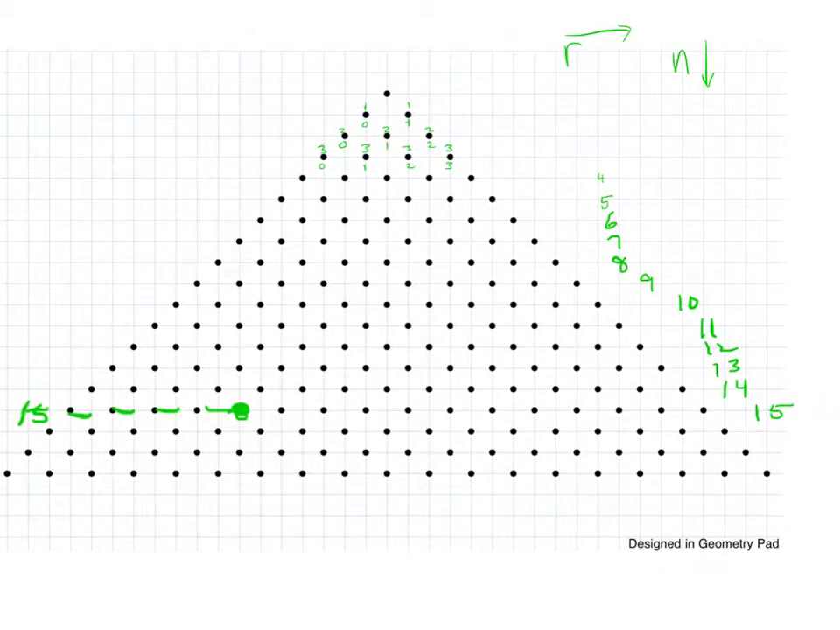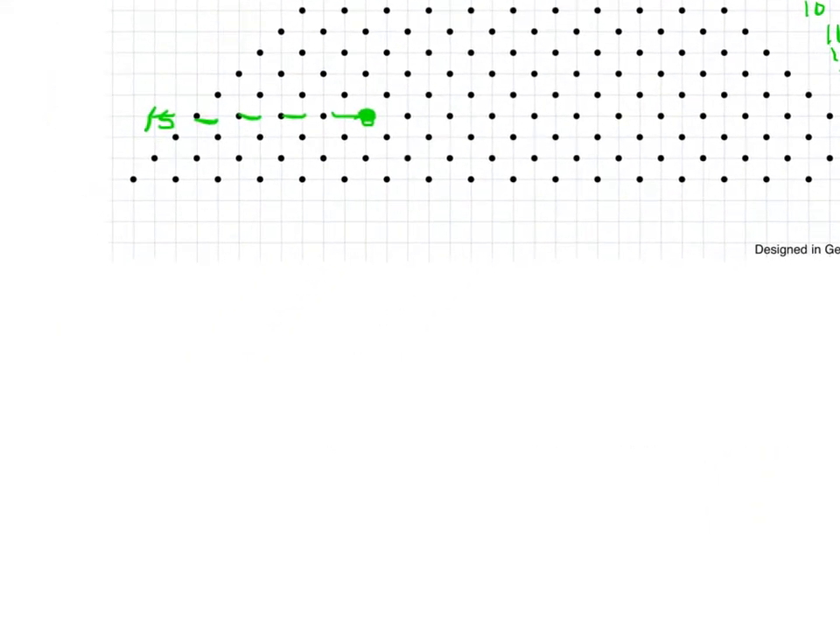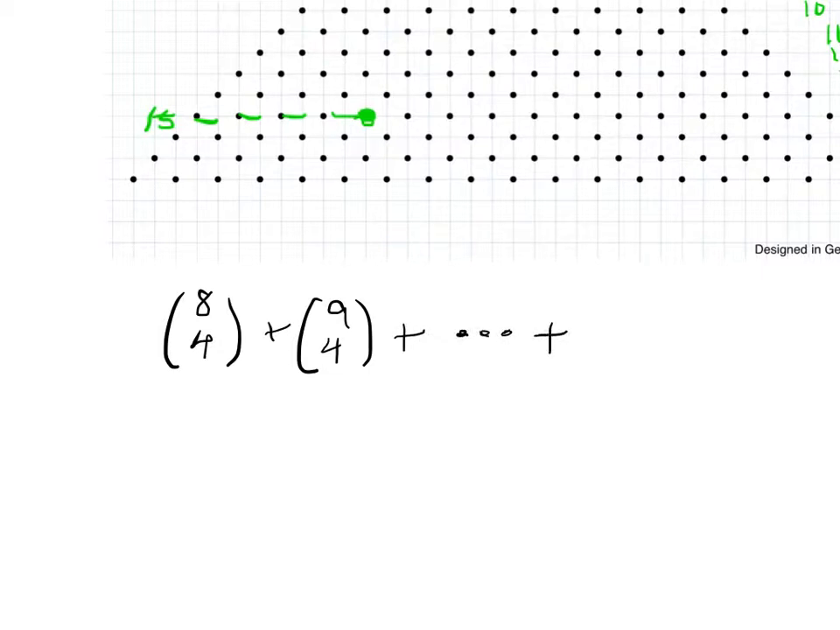Where is 8 choose 4? I got to go to the 8 row, and then I have to say 1, 2, 3, 4. This spot right there is 8 choose 4. Why do we care so much about 8 choose 4 and 15 choose 4? Because we're looking at problem 13 point whatever that says we would like to figure out 8 choose 4 plus 9 choose 4 all the way up to 15 choose 4. Okay, so that's where we are.